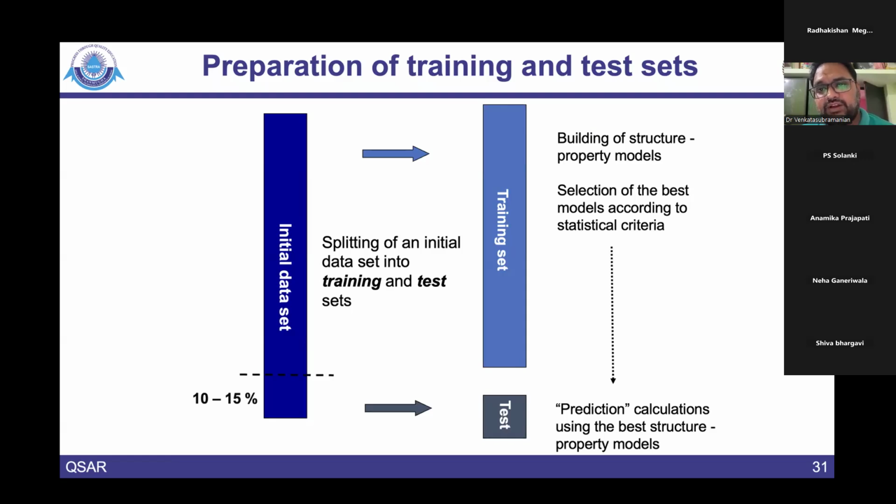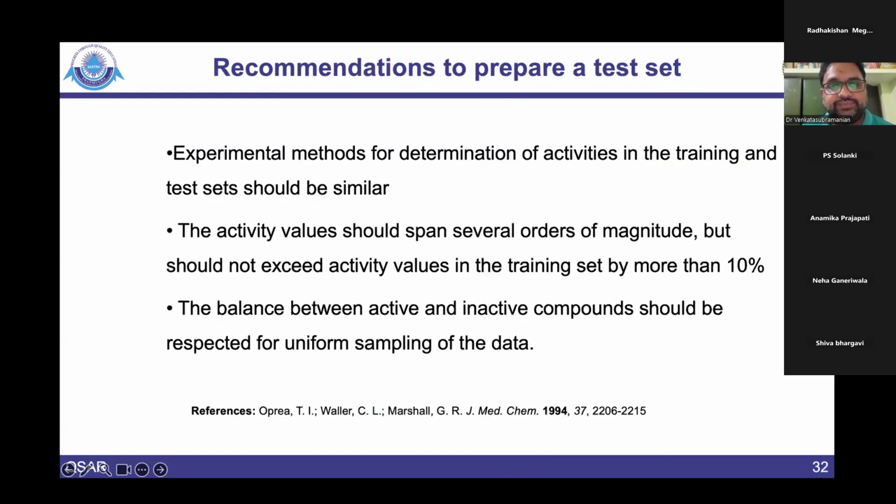So which means that we have to keep a major part, that is 80 to 90% of the data, to be used for training the model. That is to curate the model. And then to validate the model, we use these test data sets.